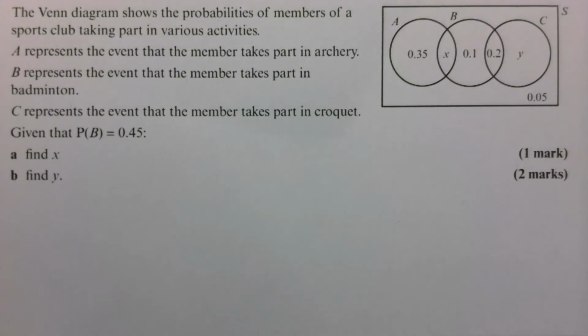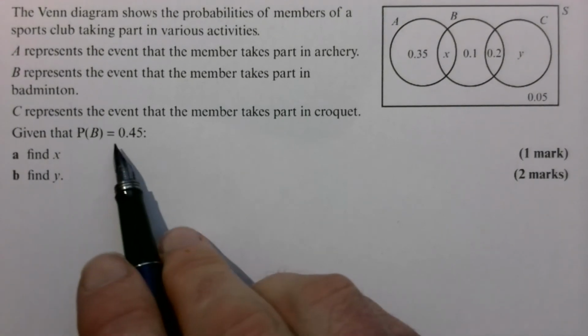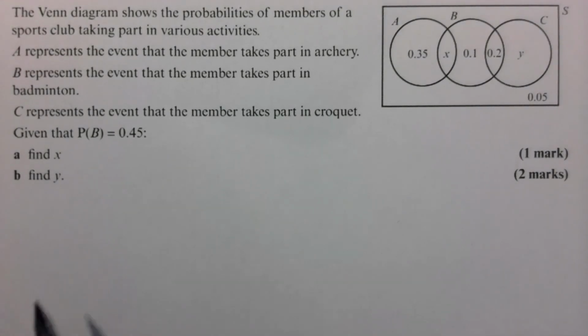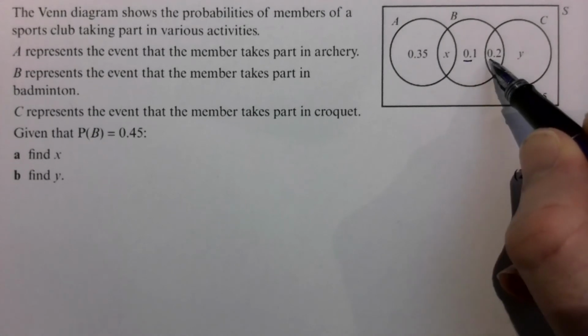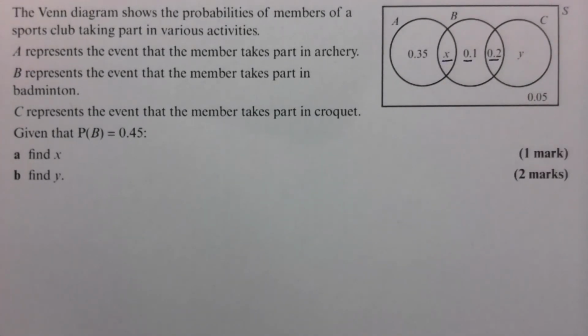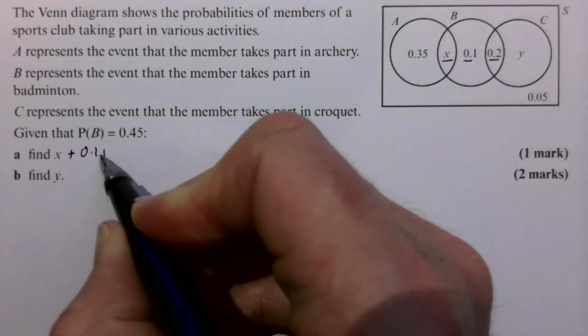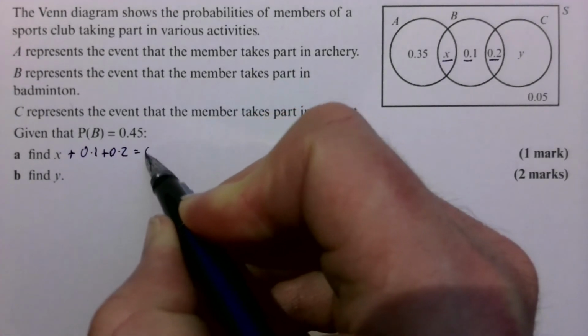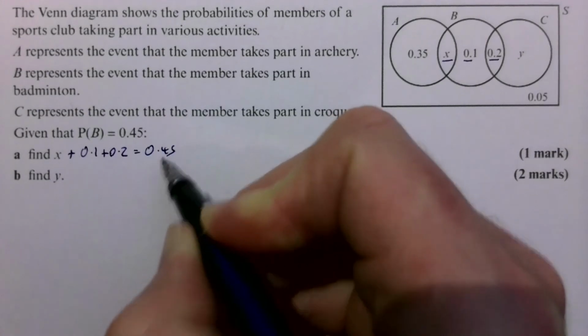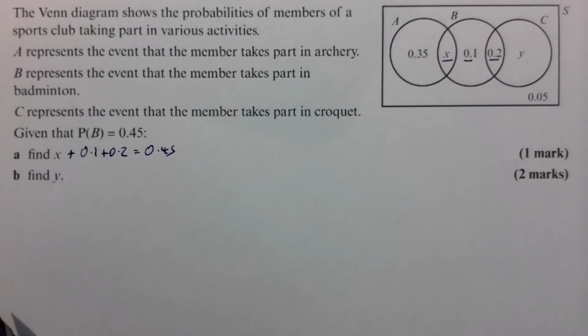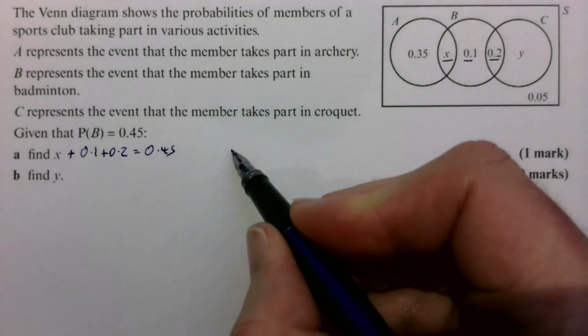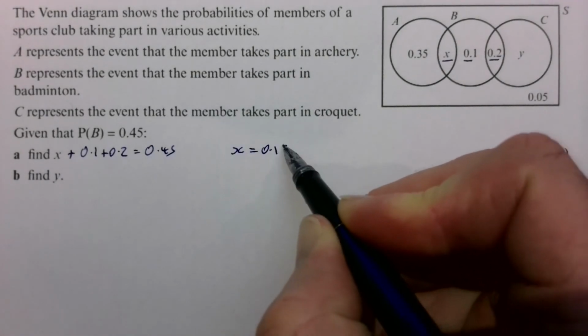Here's your next exam style question. Pause the video, give it a go. This is actually a far simpler one, because all they've done is they've told us the probability of B is 0.45. So that's all of these probabilities here. So we've got X plus 0.1 plus 0.2 is equal to 0.45. Well, if that's true, they add up to 0.3, take that away from 0.45, and X must be equal to 0.15.